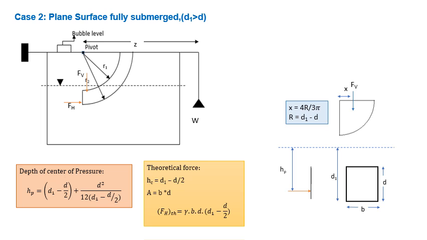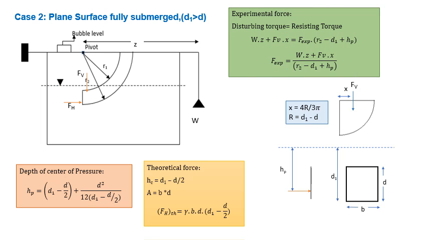And for the depth of center of pressure, using the same formula, just substitute all the values. This is for the HC, and IG will be BD cubed over 12, and simply rearrange it, you will get it in this form. And for the experimental force, we have to balance the disturbing torque and the resisting torque. In this case, this weight is producing a clockwise moment, as well as this vertical force, which is also producing a clockwise moment. So it will be in the disturbing torque. So W into Z plus FV into X is F experimental into the lever arm, which is the same, R2 minus D1 plus HP. Just rearrange it and you will get it in this form.